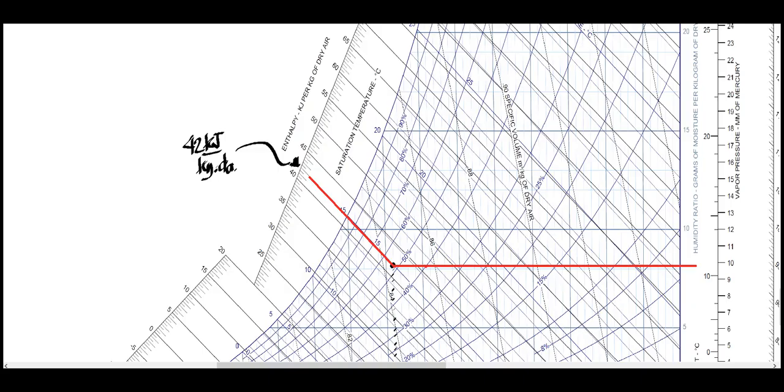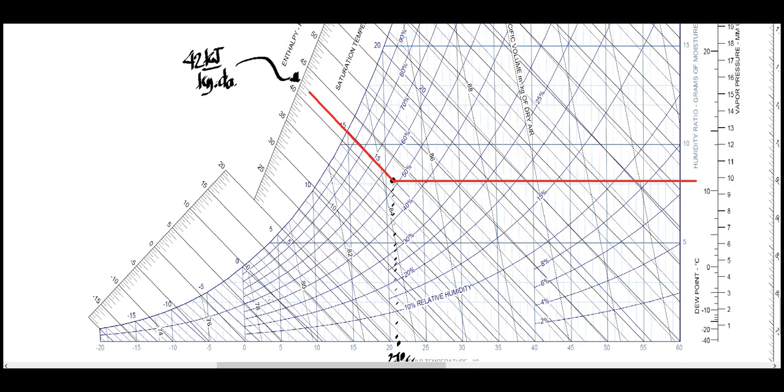What we have here, as I intersect the line, is your enthalpy. It's around 42, closest to 42, so I will assume it is 42 kilojoule per kilogram dry air. Then we have your humidity. Let's put an ID on this one. So this is now our point 1.